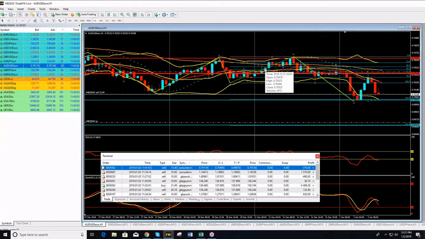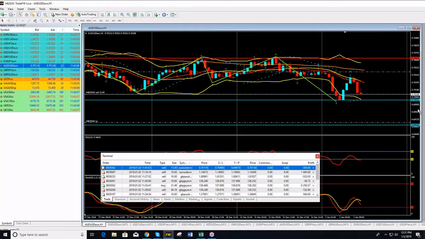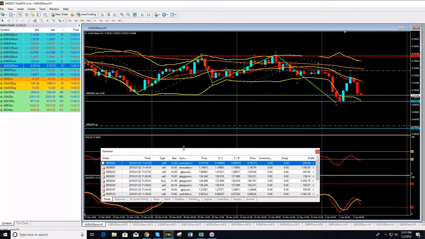So the last trade I have placed is a short position on Aussie dollar using the intraday system. Remember that with the intraday system, we will either hit TP or stop loss. We are not reversing positions, a straightforward trade. And that's it for the moment. So I'm short Aussie dollar.